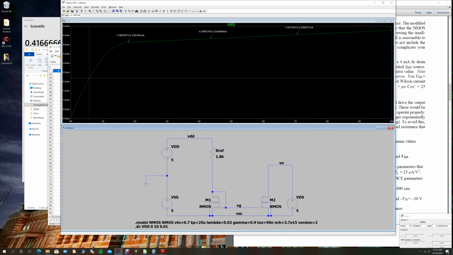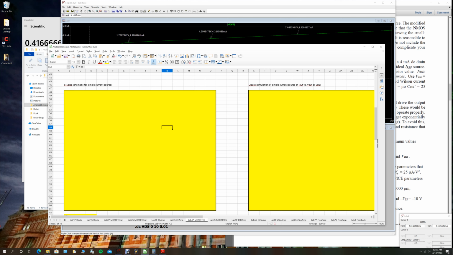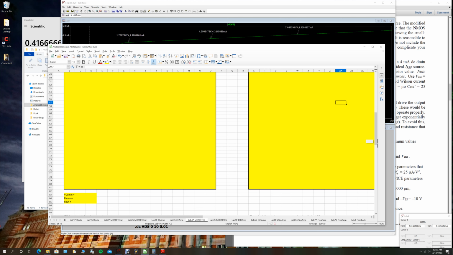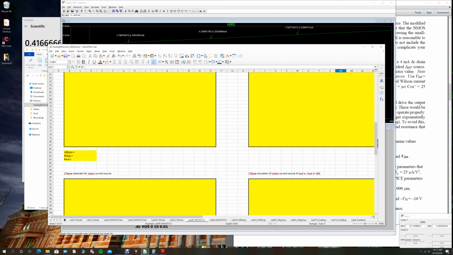In this Excel sheet for this, we need a picture of the schematic. So you can use snipping tool to get a snapshot of that along with a snapshot of this plot up top. Once you have those, you can put those in these two boxes. And I just measured VDS min for you. You should get something similar.